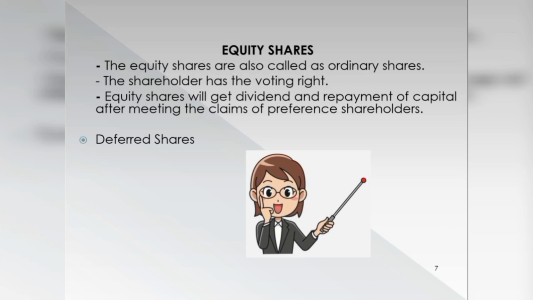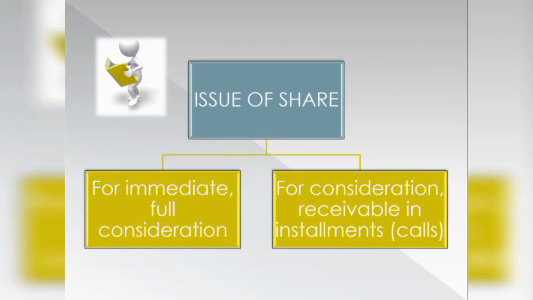The next type of shares which has a differential right is called deferred shares. Deferred share is a term which we have to know. Deferred shares are also known as founders shares or management shares. They are issued to the promoters and their friends at the time of formation of the company. Since we discussed the different types of shares, let's move on to the issue of shares.